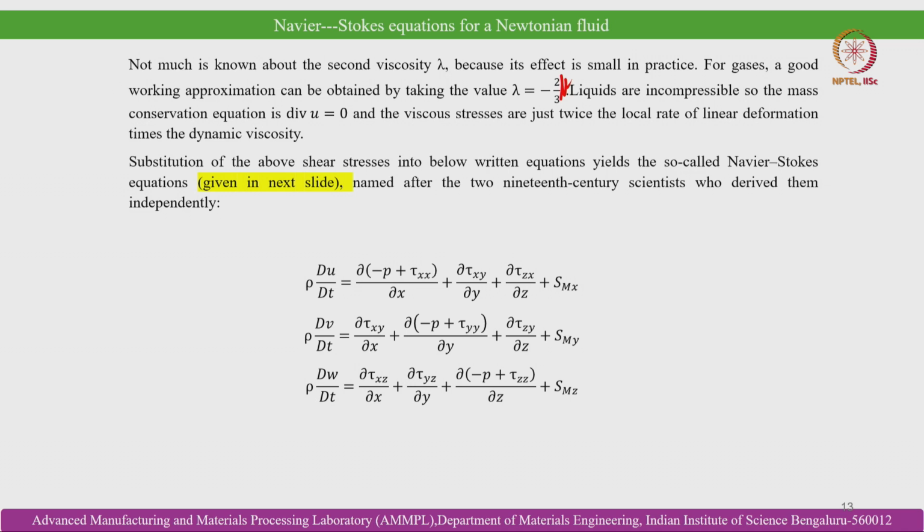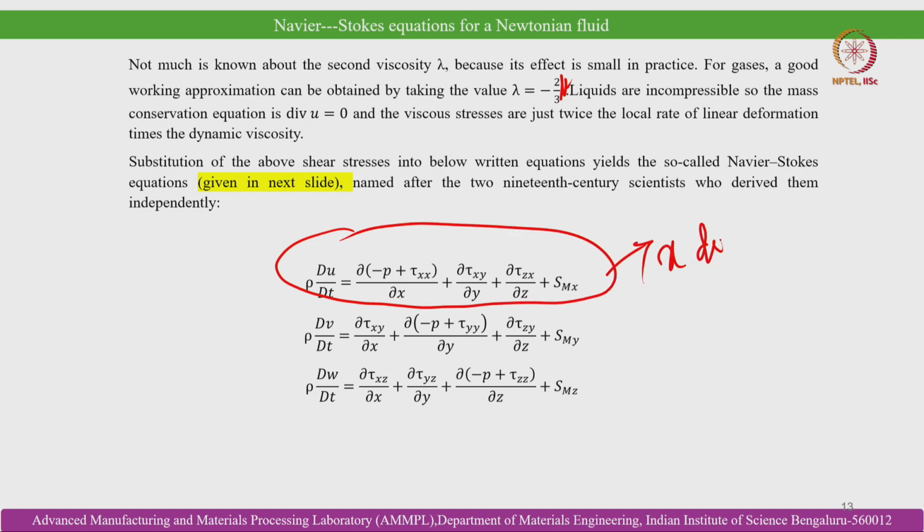Substitution of the above shear stresses into the momentum equations yields the so-called Navier-Stokes equations, which are given in the next slide. They are named after two great 19th century scientists who derived them independently, which is how the Navier-Stokes name came. Here we have written the expressions for the momentum equation, which we introduced earlier, but for your ease of understanding it is written again.